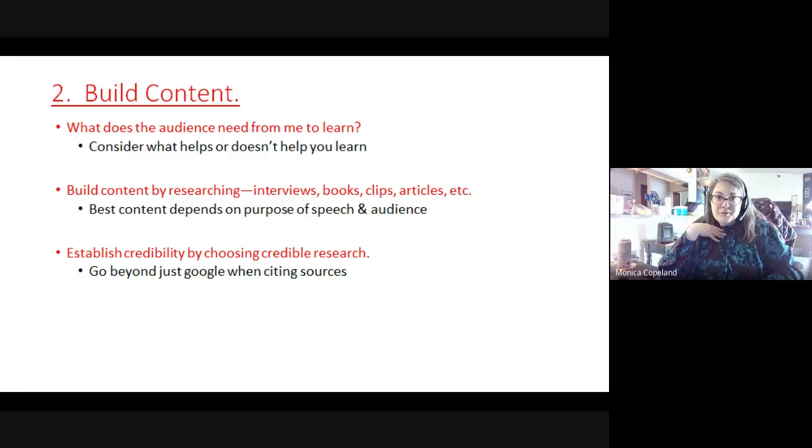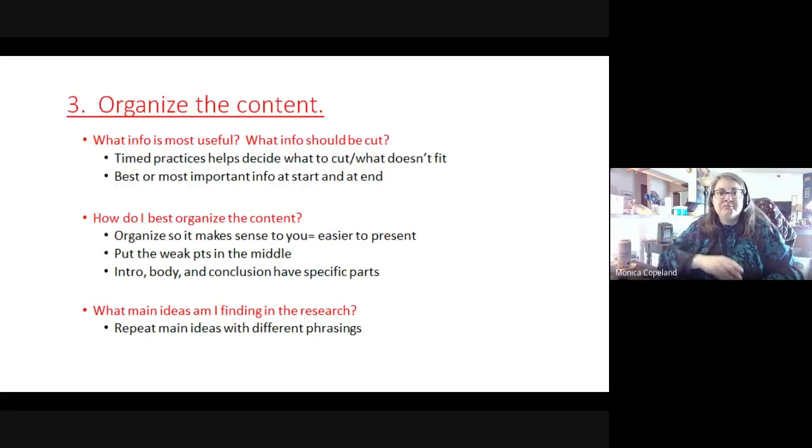For example, if I'm giving a speech about gun safety, I'm going to sound way more credible if I have information from, for instance, the state licensing department on guns, on weapons, versus lovemygun.com. I don't know if that's a real site. It could be.